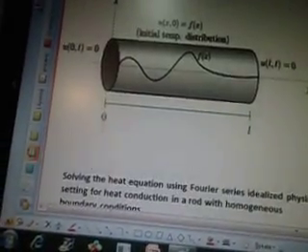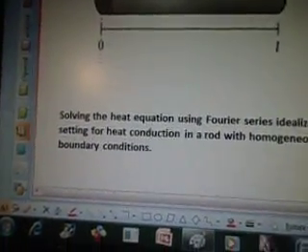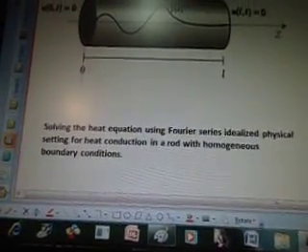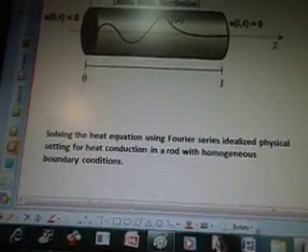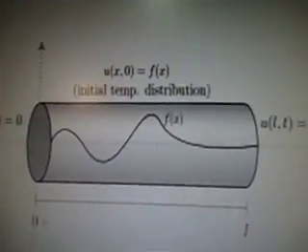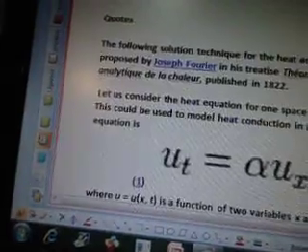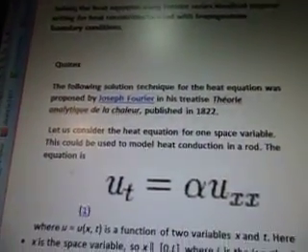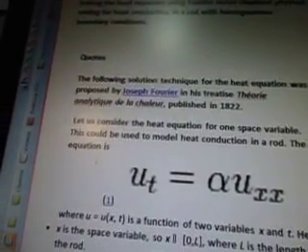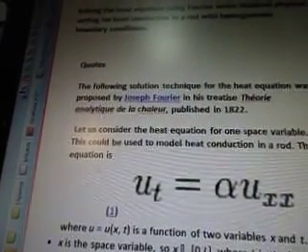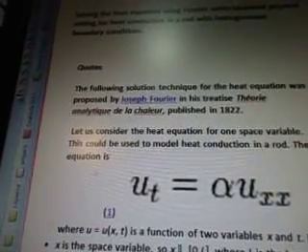And then this is solving the heat equation using the Fourier series, an idealized physical setting for heat conduction in a rod with homogeneous boundary conditions. That's what it looks like. So the following, this is a quote: the following solution technique for the heat equation was proposed by Joseph Fourier in his treatise Théorie analytique de la chaleur, published in 1822.